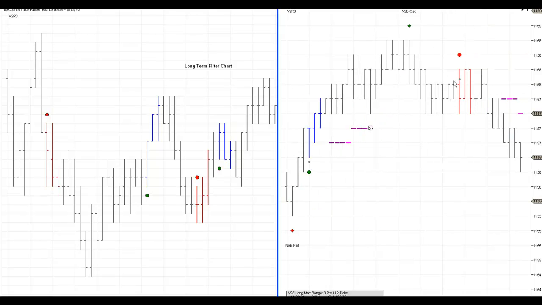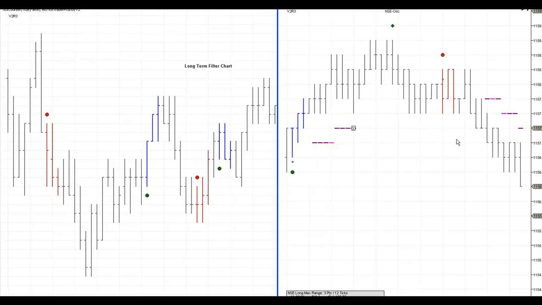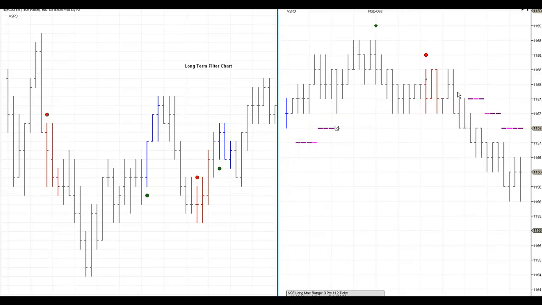And then there was a short trade here. The long-term filter wasn't in play. After these 3 bars are gone, it's no longer a factor. We had another nice short winning normal system entry.